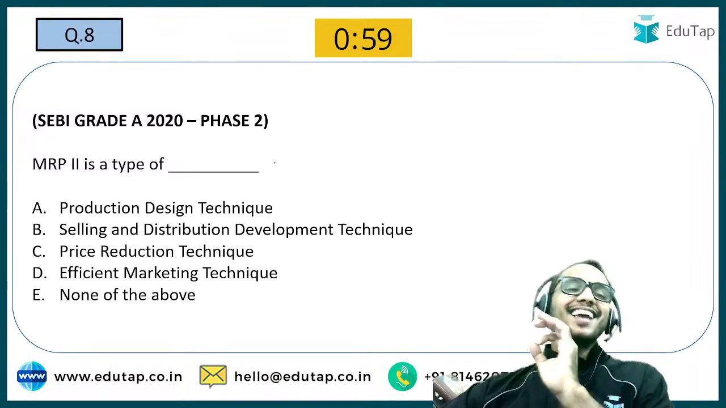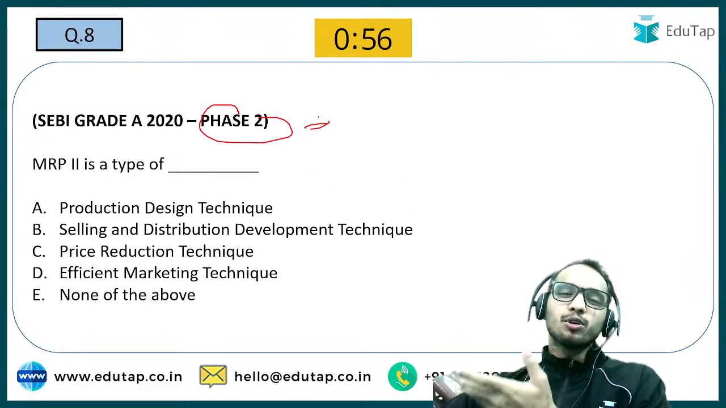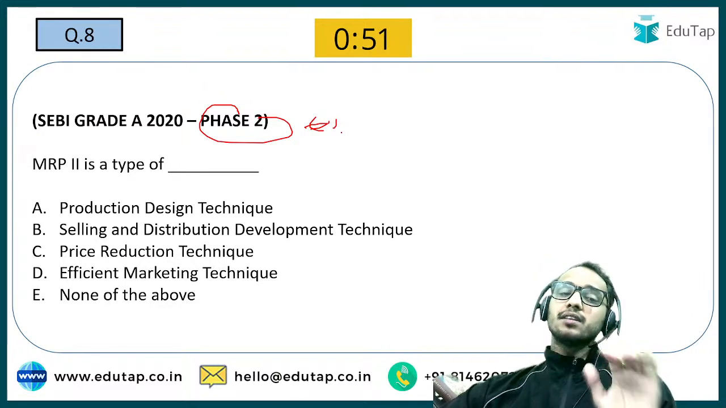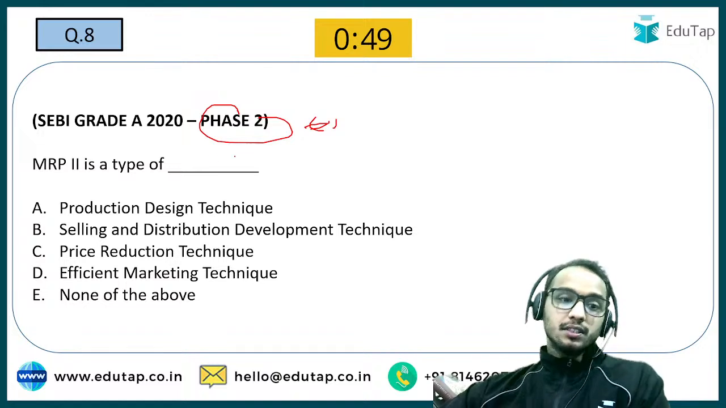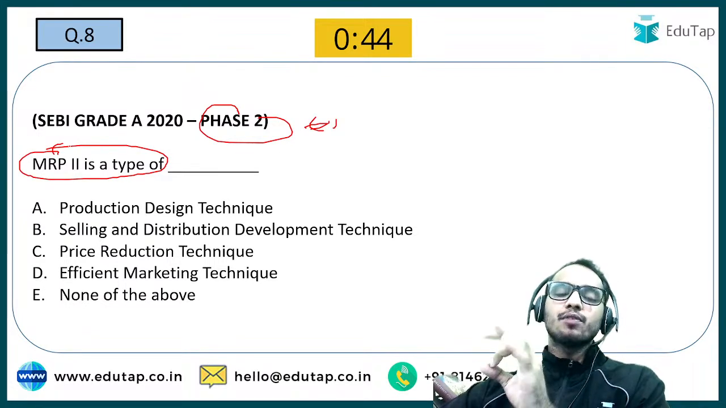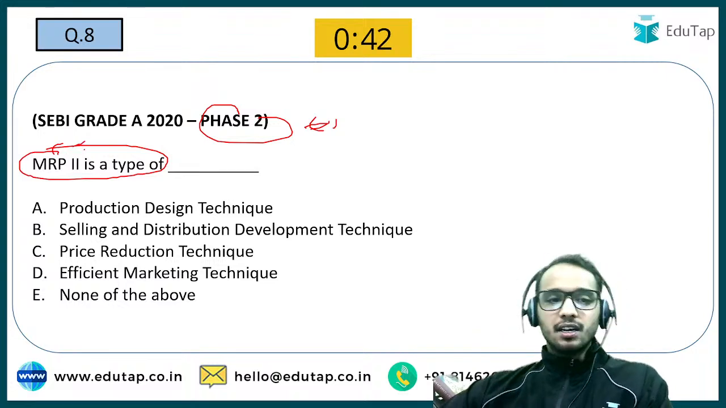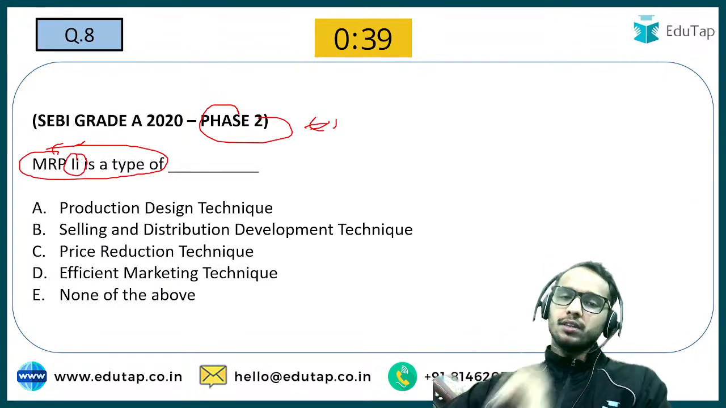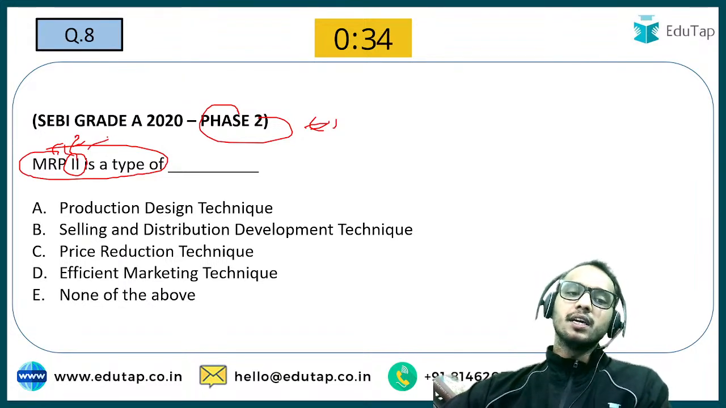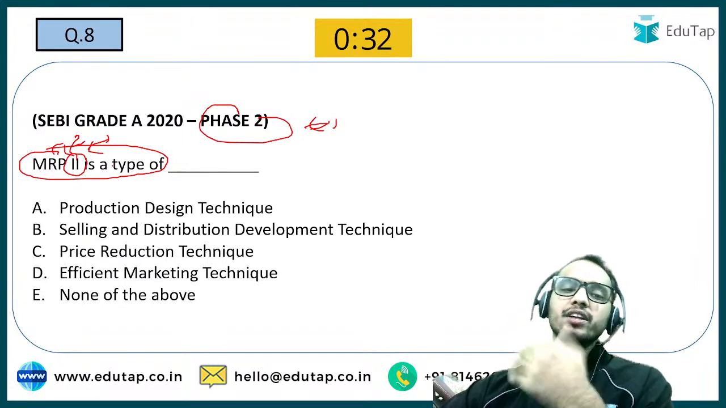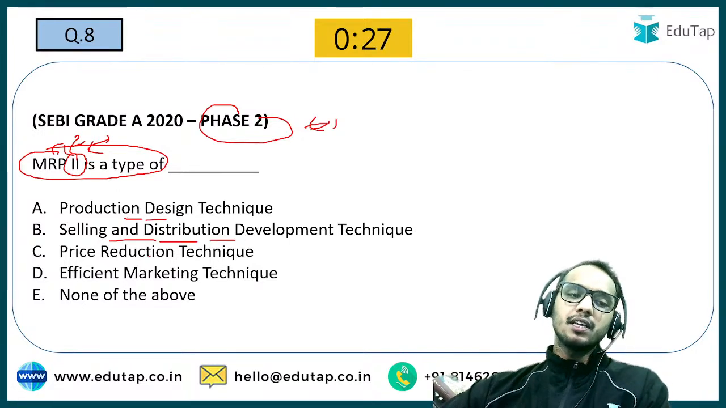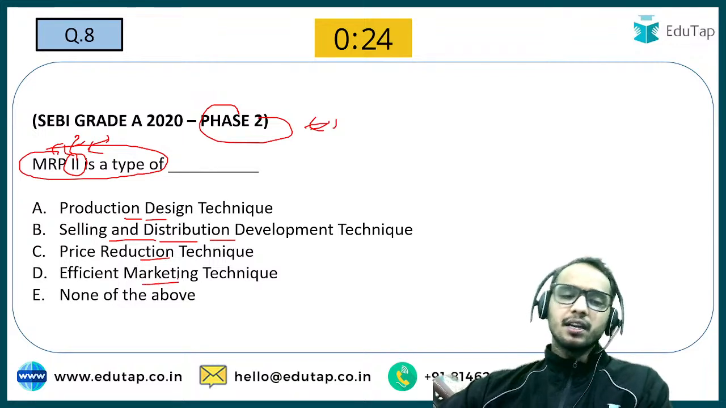Next question. Again, a phase 2 question. It is an out of the box question. Even if you leave this question, there is nothing to worry about, right? But other than this question, everything was in syllabus. So MRP2 is a type of what? MRP signifies manufacturing resource planning, I guess. Manufacturing resource planning 2. So stage 1 was there, then this updated resource planning process came. We call it MRP2. The options: production design technique, selling and distribution development technique, price reduction technique, efficient marketing technique, none of the above.